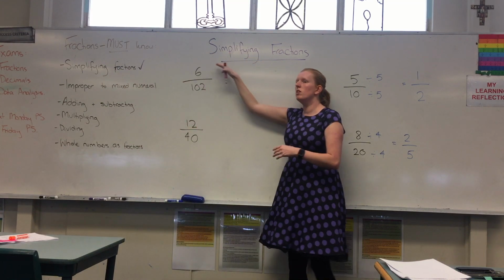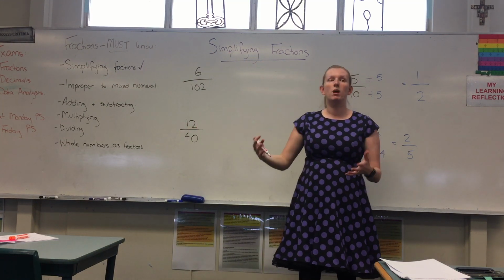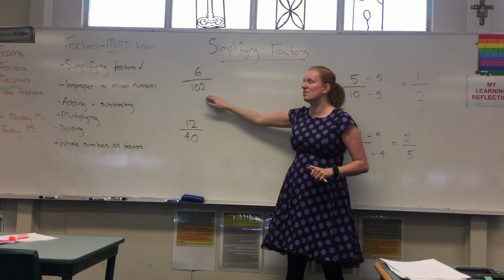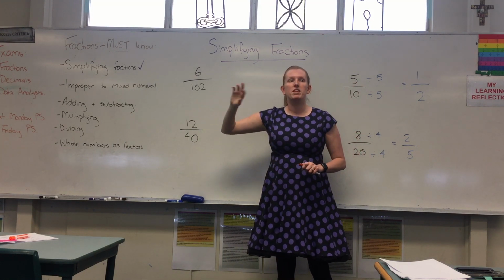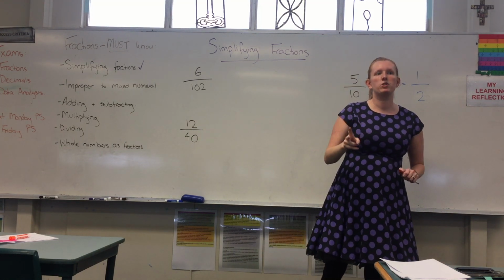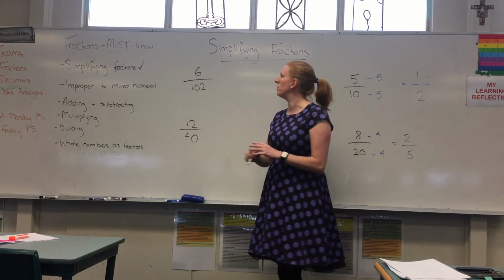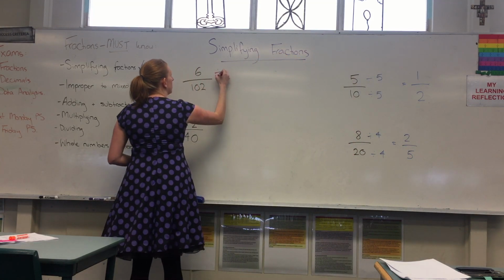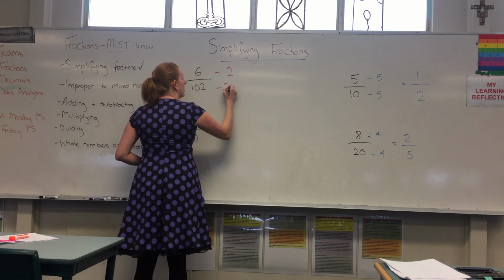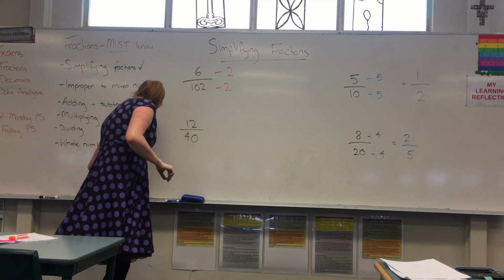So if you don't know what number might go into this, you don't know how many 6s will fit in here or whatever, but they're both even, you can always divide by 2 and keep going until you get the smallest number. Alright, so let's divide by 2. Divide by 2. Divide by 2.